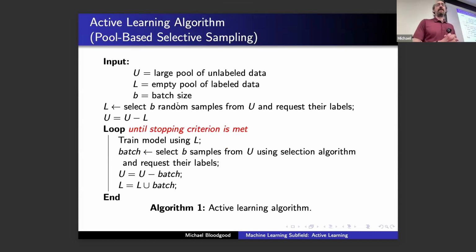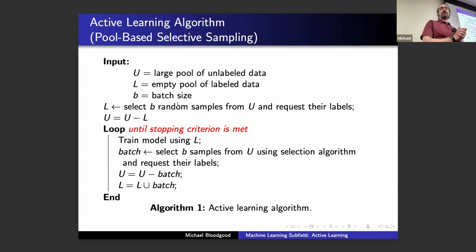So here's the one that I'm going to focus on, which is pool-based selective sampling. Here's sort of the pseudocode for how this algorithm would work at a high level. There are some details that need to be fleshed out, but this has all the main aspects of the algorithm. So the start, before we get into the loop, the initialization, is we have some large pool of unlabeled data available to us.